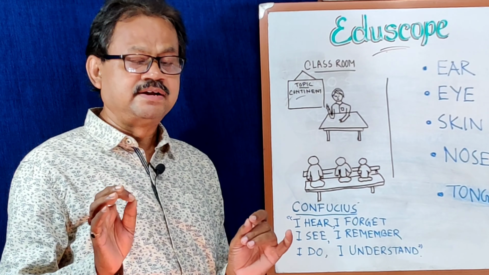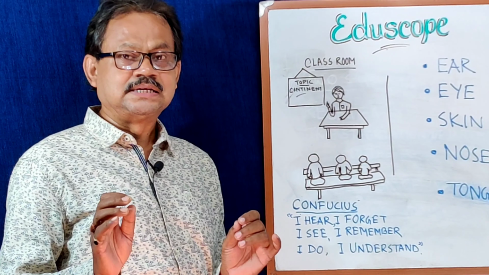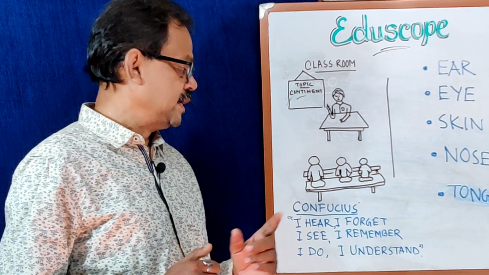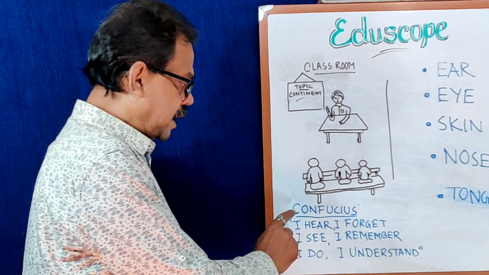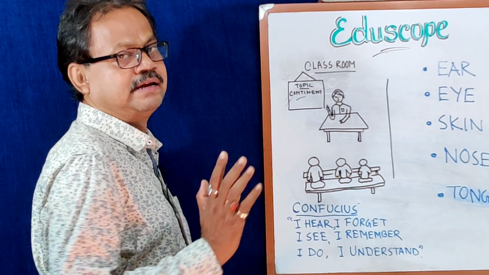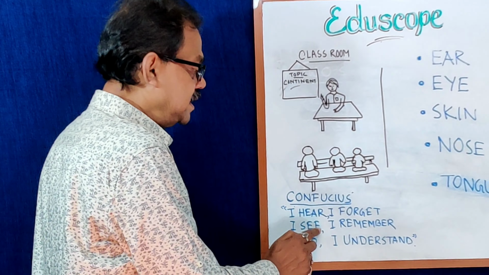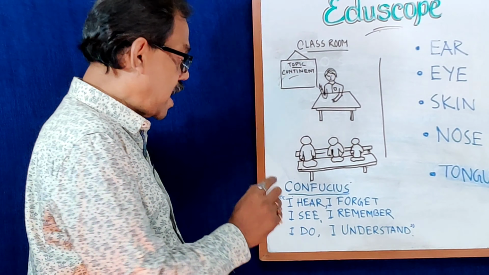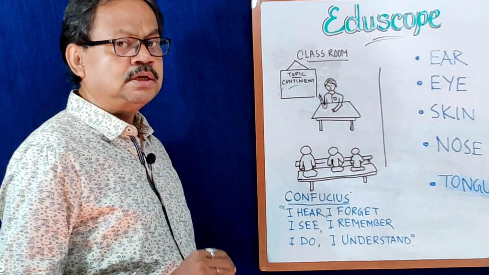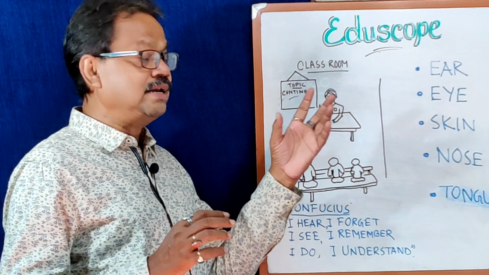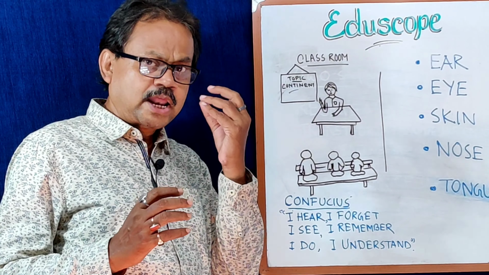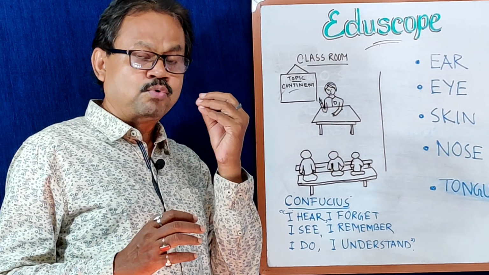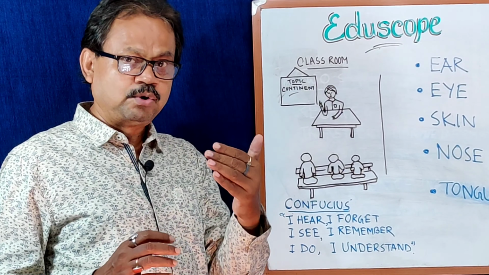Approximately 500 BC, there was a Chinese philosopher named Confucius. He told, I hear, I forget. I see, I remember. I do, I understand. When students are only listening, that is one way of learning. When along with using their ear they use the eye, that is a better way.